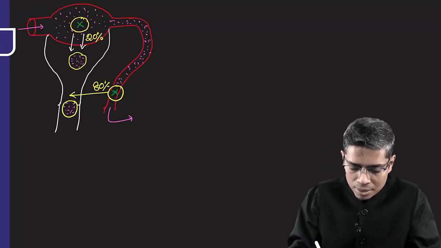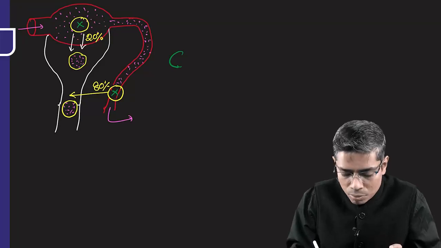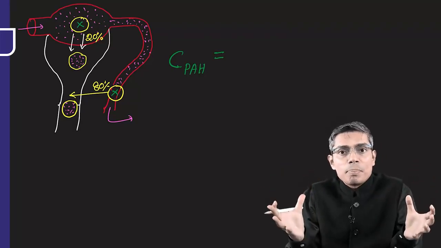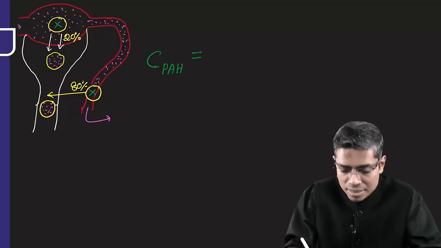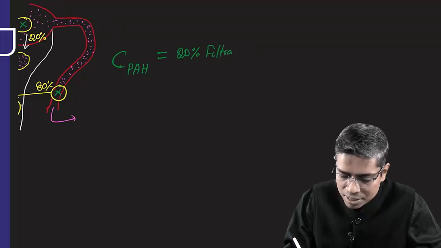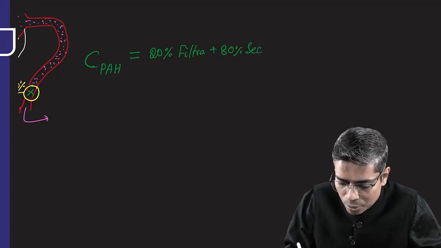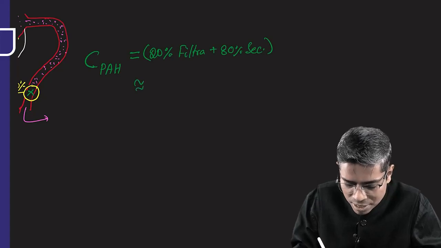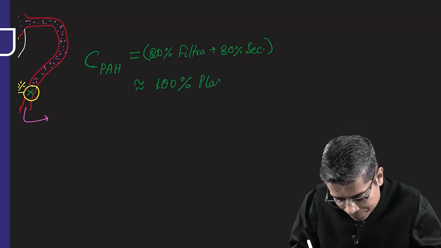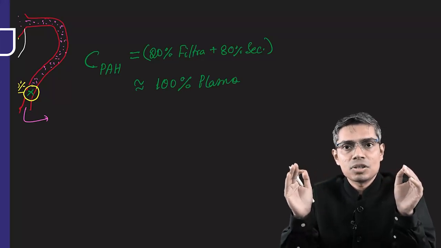So if I ask you, what is the volume of plasma which is getting cleared, or what is the clearance of PAH? Clearance of PAH is nothing but the volume of plasma which is cleared in 1 minute. In this case, 20% is cleared by the process of filtration, and approximately 80% of the plasma is cleared by the process of secretion. So how much of the plasma is getting cleared? Almost 100% of the plasma is cleared whenever you are measuring the clearance of PAH.